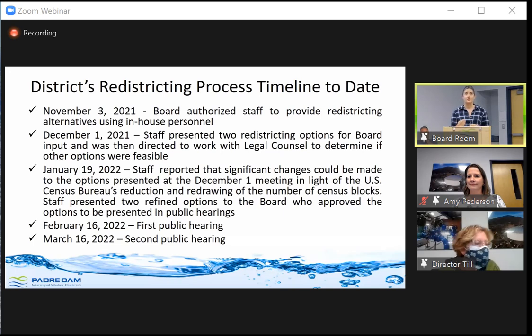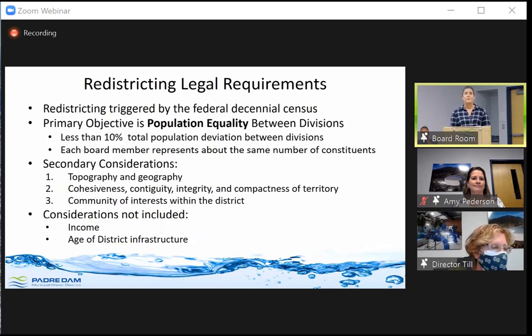Redistricting first became on the board's agenda in November of 2021 and includes going through the process through today with our second public hearing. Next slide, please. The primary objective of redistricting is equal population between our divisions. However, secondary considerations can be considered.